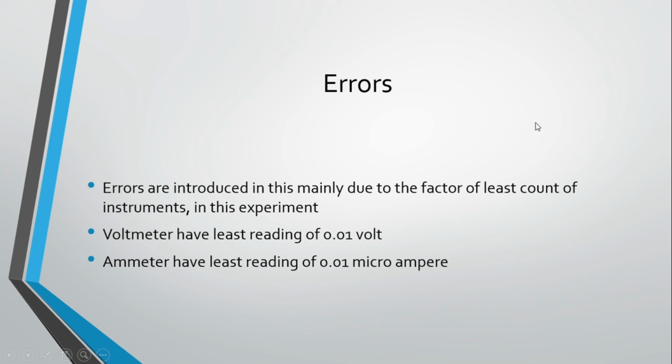Hello, this is Prashik, and I am going to explain the error part in the photoelectric effect. Through experiment observation and analysis, errors are introduced mainly due to the least count of the instrument. The voltmeter has a least reading of 0.01 volt, and the microammeter has a least reading of 0.01 microampere.